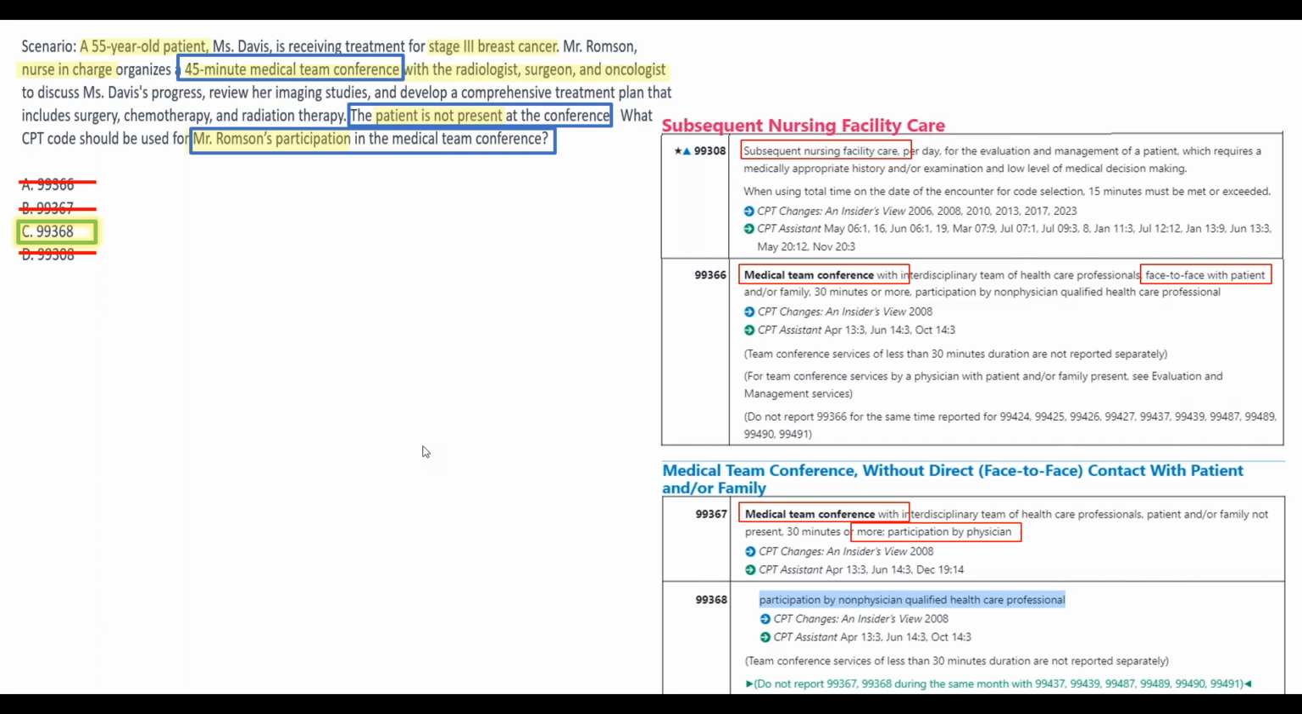So how was that one? How was that scenario, coders? Did the explanation help for this one?